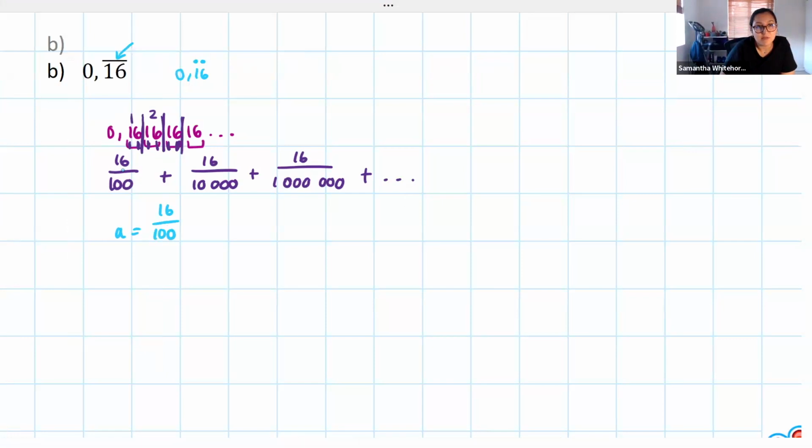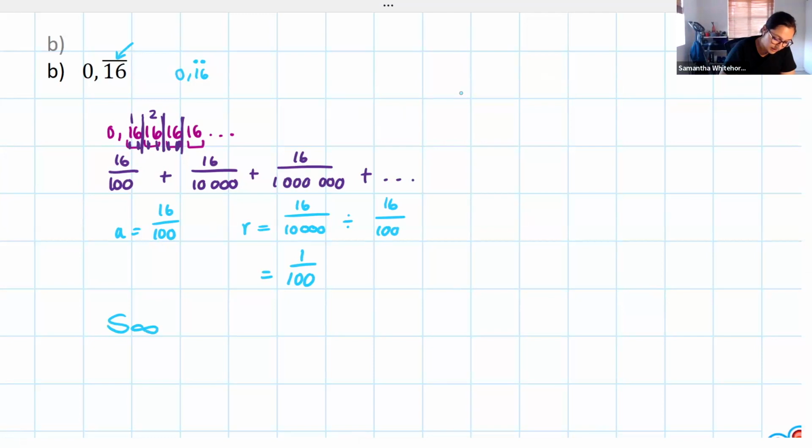That can be simplified, but don't waste your time. You're going to put it in a calculator. Your calculator is automatically going to simplify it for you. Just leave it as it is. R would be the 16 over 10,000 divided by 16 over 100. Again, can be simplified, but your calculator is going to do it for you. That gives you 1 over 100. I just said that we're repeating every hundredths. So that makes sense why my R value is 100th.